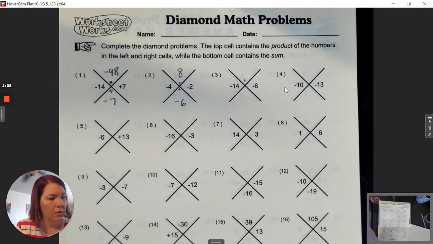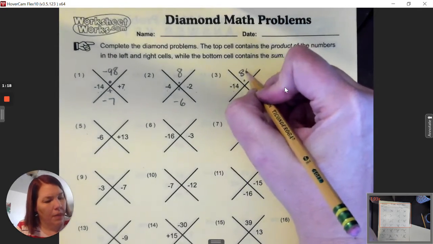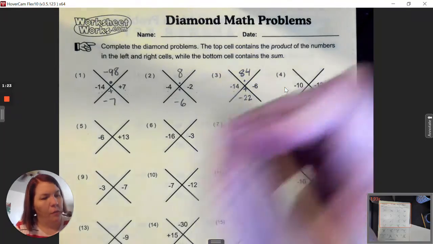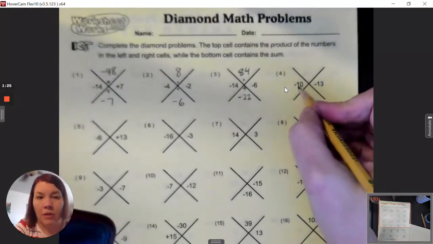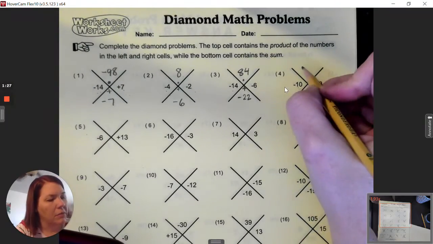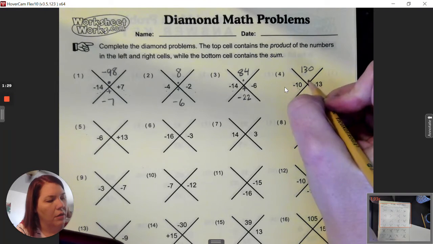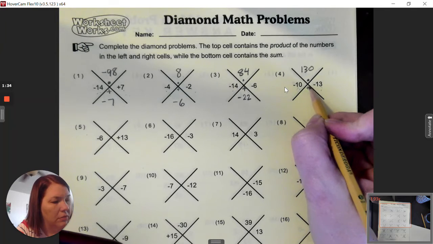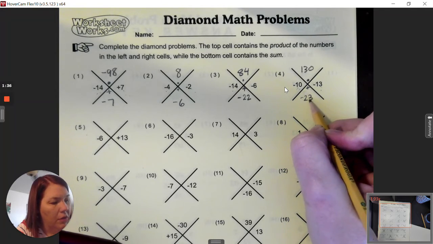So negative 14 times negative 6 is 84. And when I add them together, I'll get negative 20. Negative 10 times negative 13 is going to be positive 130. Negative 10 plus negative 13 is going to give me negative 23.